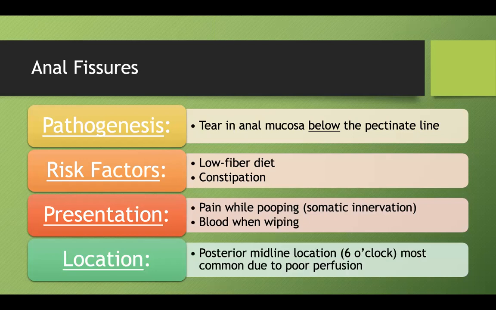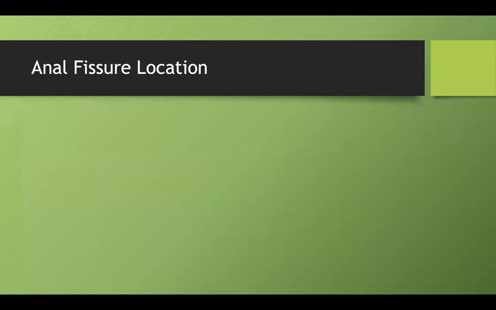Something that's occasionally tested on Step 1, as well as on your surgery shelf or Step 2, is that for anal fissures, the most common location is the posterior midline. If you look at your anal mucosa like a clock, it'll be that 6 o'clock position. And that's due to poor perfusion in that region.